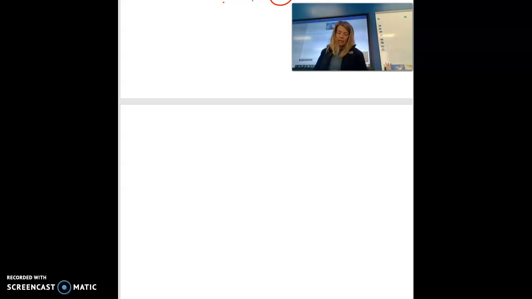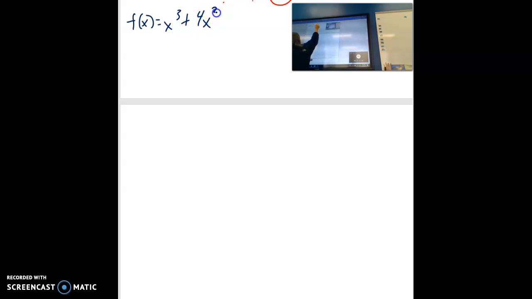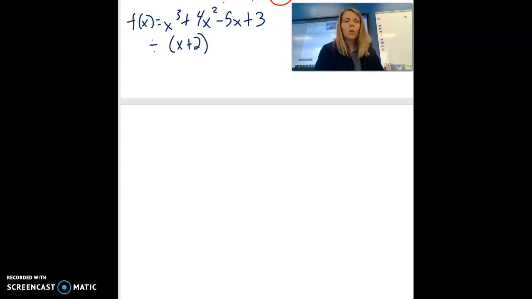So let's go ahead and take f of x equals x cubed plus 4x squared minus 5x plus 3. And we're going to take this polynomial and divide it by x plus 2. So a couple of key points here that you need. The first key point is you always need to make sure your polynomial is in standard form, and that it has all of the terms. So I have an x cubed, x squared, x, and x to the 0th.